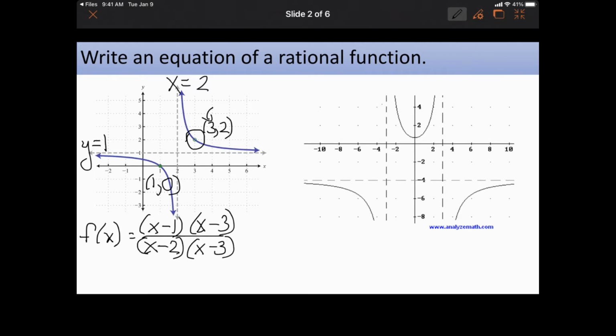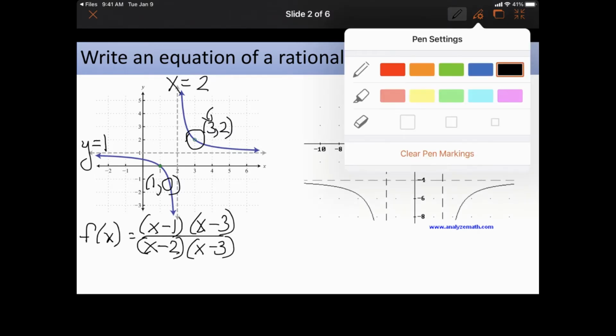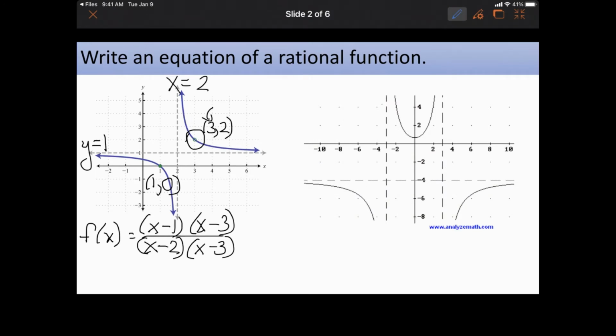Okay, so how do I check to see if I'm right? Well, we've talked about simplifying the equation. If I simplify and cancel out the x minus 3's, I'm going to get this. So I'm going to test it for a moment. If I have 3, it should come out to 2. If it's not, then my equation's wrong. So 3 minus 1 is 2, 3 minus 2 is 1. So yes, that does give me a hole there.